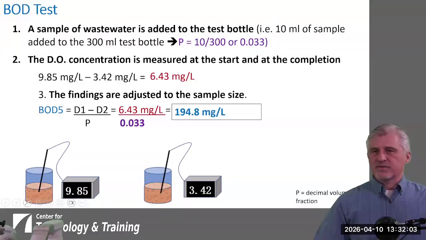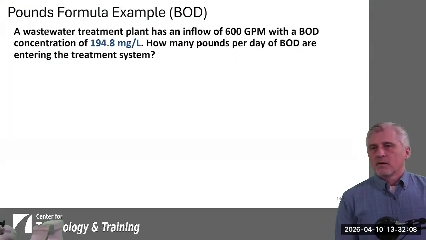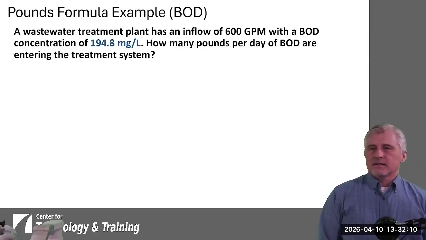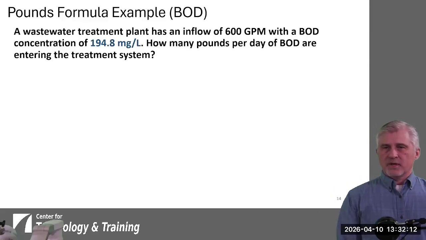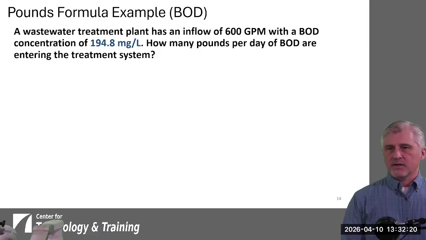So now we're going to bring the pounds formula into our example. We've got a wastewater treatment plant that has an inflow of 600 gallons per minute, and it's got a BOD concentration of 194.8 parts per million. How many pounds per day of BOD are entering the treatment system?